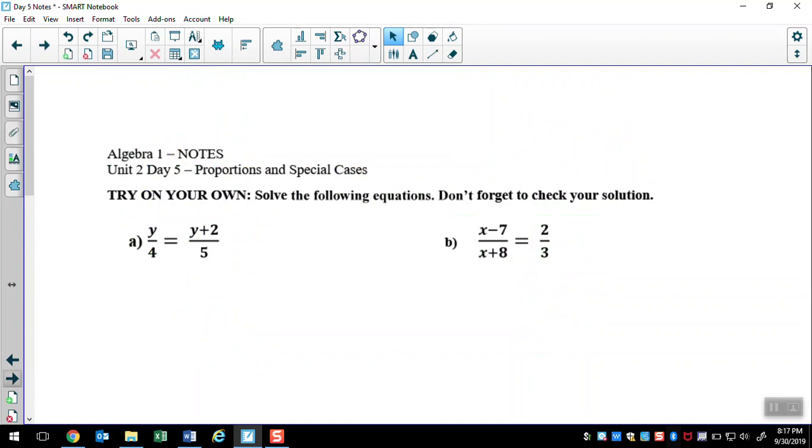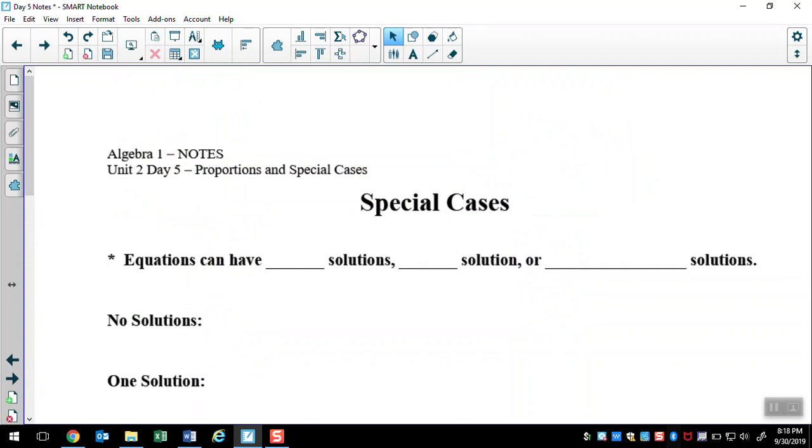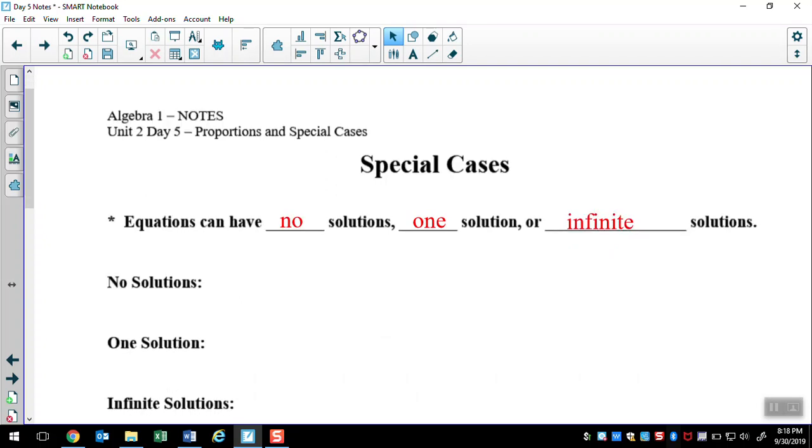Okay, let's go to the next page. Now we're going to talk about special cases. So we're still talking about solving those multi-step equations, but now we're going to get into these special cases. Equations can have no solutions, they could have one solution, or they could have infinite solutions. All the equations we've dealt with so far have all had one solution. So today our focus is going to be on no solutions and infinite solutions.